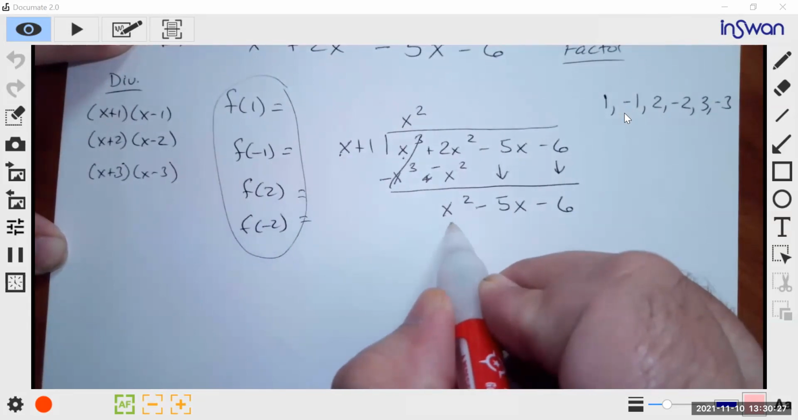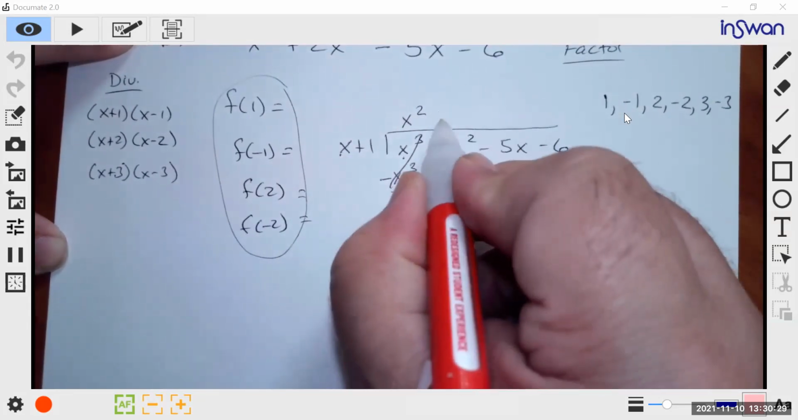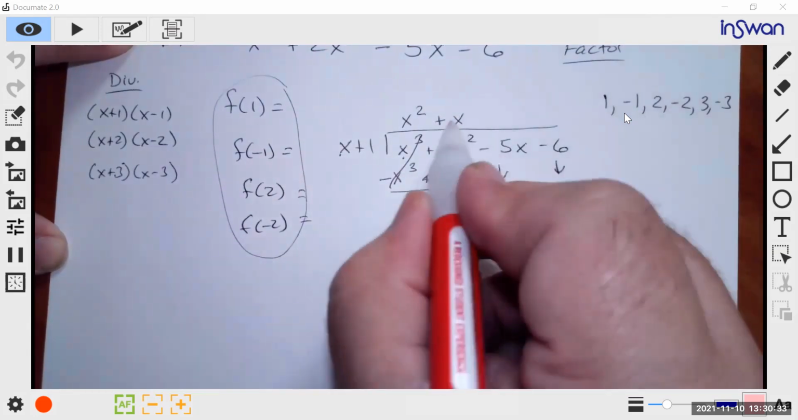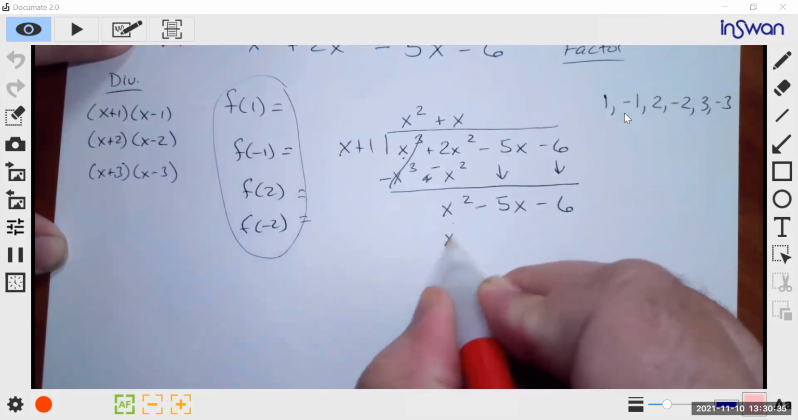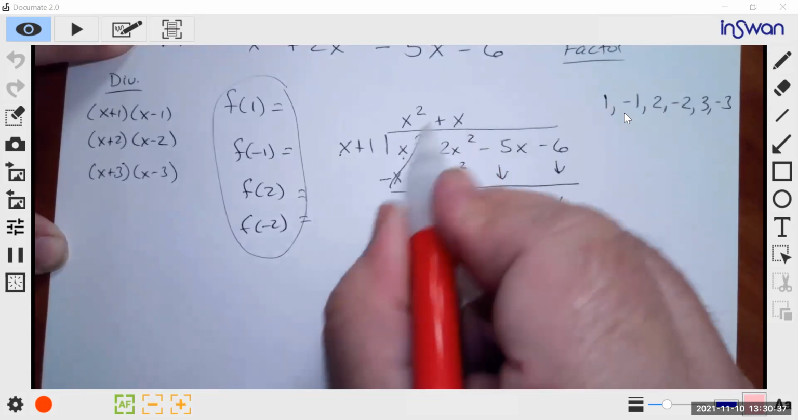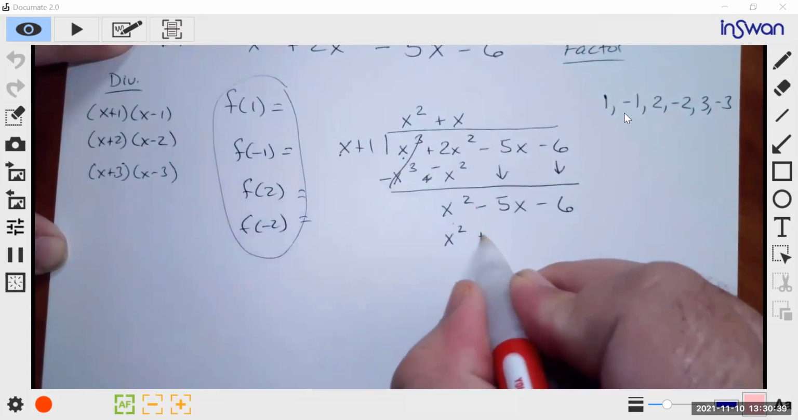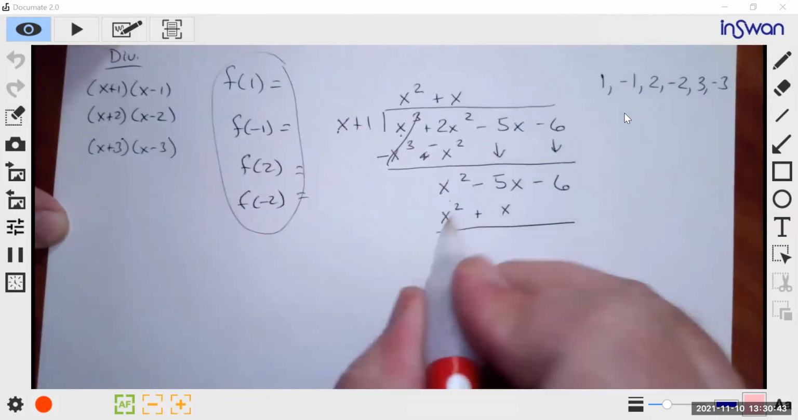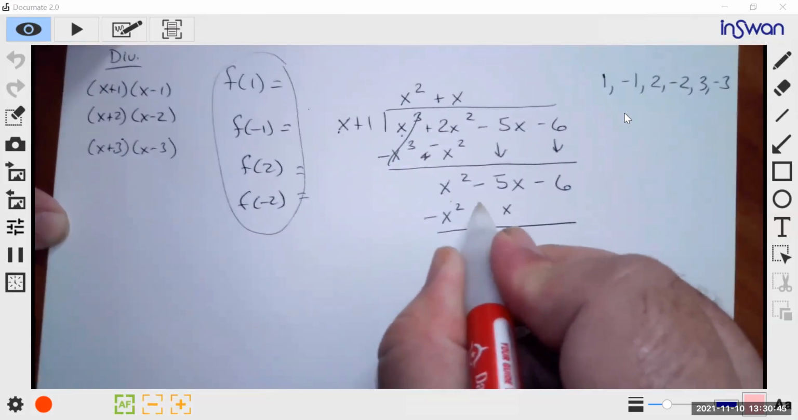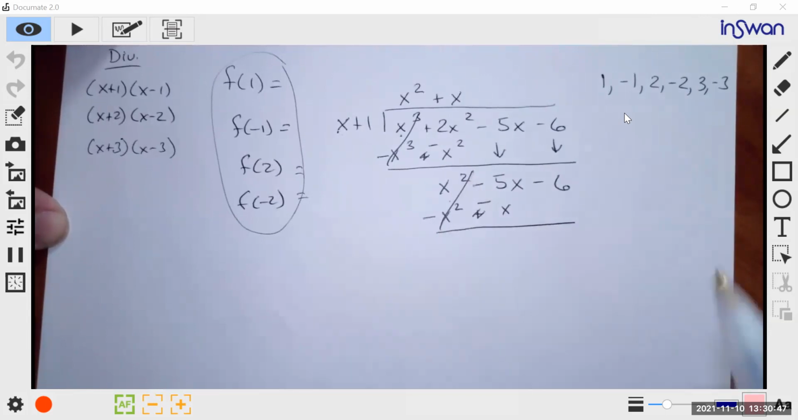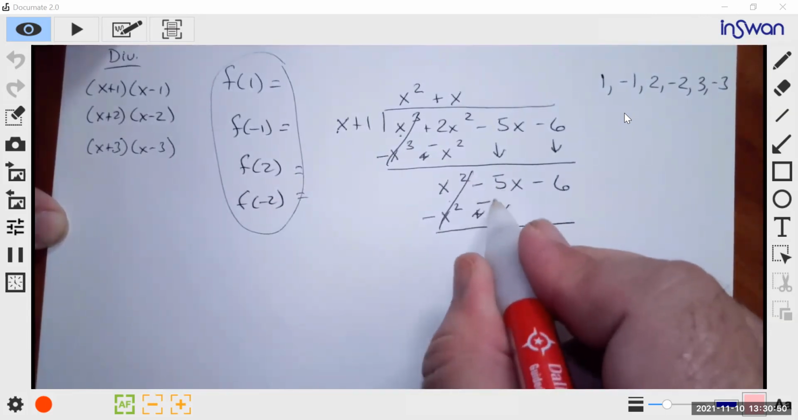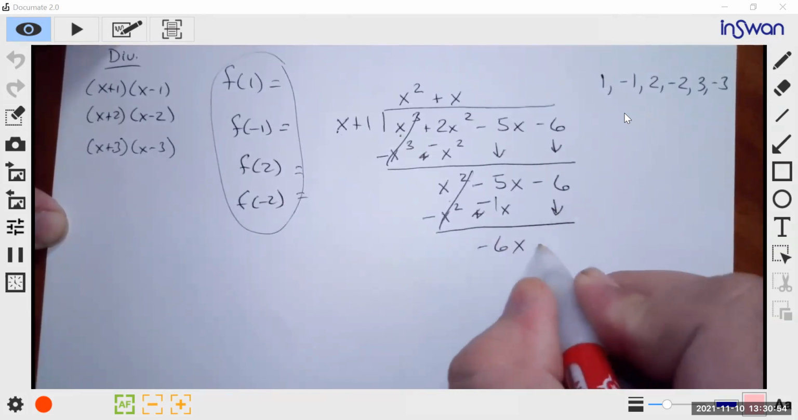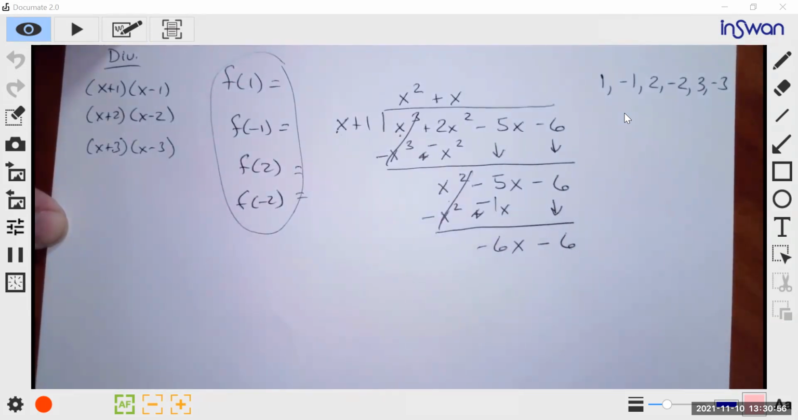What times x gives me x squared? A positive x. So x times x is x squared. x times 1 is positive x. Change signs and add. First one cancels. Negative 5 minus 1 is negative 6x, minus 6.